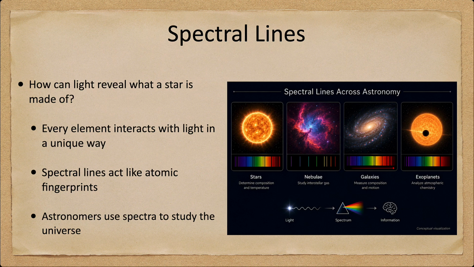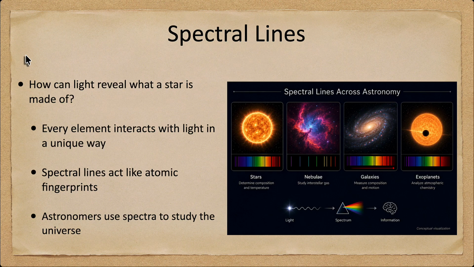Spectral lines transformed astronomy from a science of observation into a science of physical understanding. Before spectroscopy, astronomers could measure positions and brightness. After spectroscopy, they could determine composition and physical conditions. This technique allows us to investigate places we may never visit directly. It turns light into a source of evidence, and it provides one of the most powerful tools available for understanding the universe.